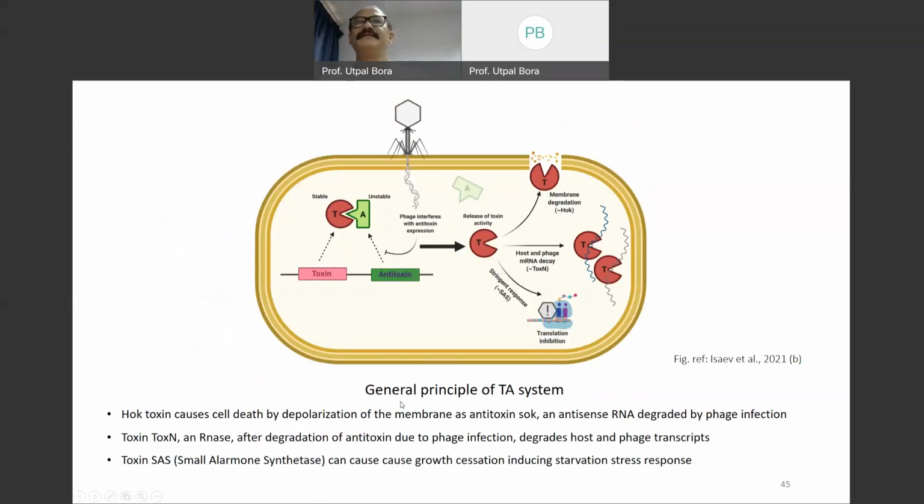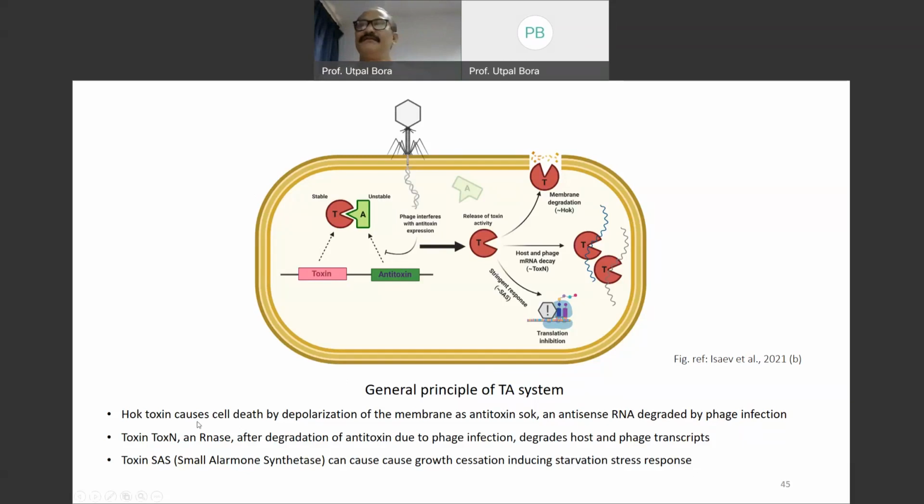So let us have a look into the general principle of the TA system. So you have a toxin in the red color over here, toxin gene, which produces a stable toxin, and there's an antitoxin, which is unstable. The phage interferes with antitoxin expression. So thereby from this TA system, the toxin is released. So release of the toxin activity happens. So that may lead to membrane degradation, or you can see some kind of nucleic acid degradation, or stringent response where you have translation inhibition.